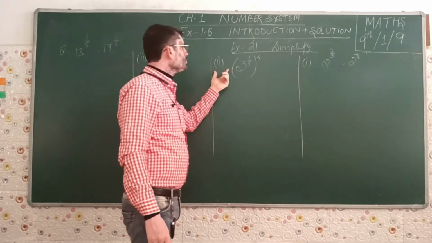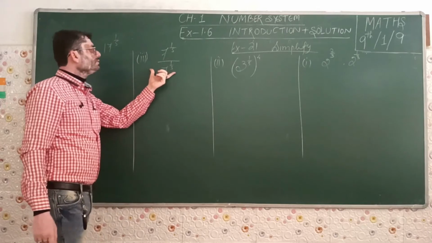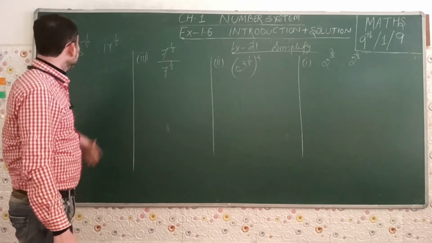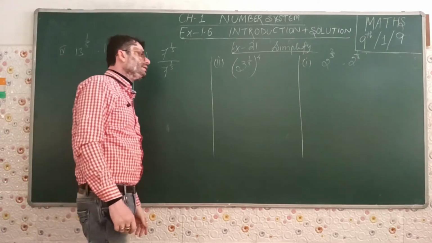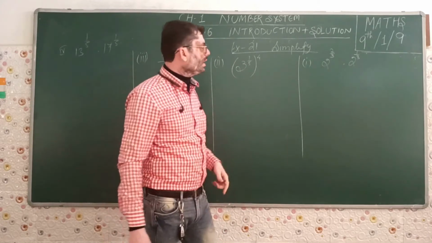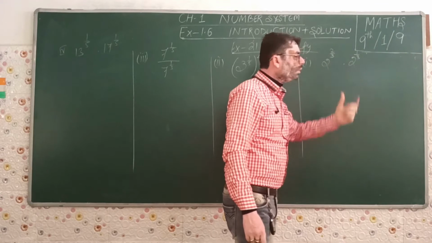Then bit 2 is given to us: (3 to the power 1 by 5) whole to the power 4. Then bit 3: 7 to the power 1 by 5 divided by 7 to the power 1 by 3. And the fourth one: 13 to the power 1 by 5 into 17 to the power 1 by 5. Let us do it one by one. This is 2 to the power 2 by 3 into 2 to the power 1 by 3.